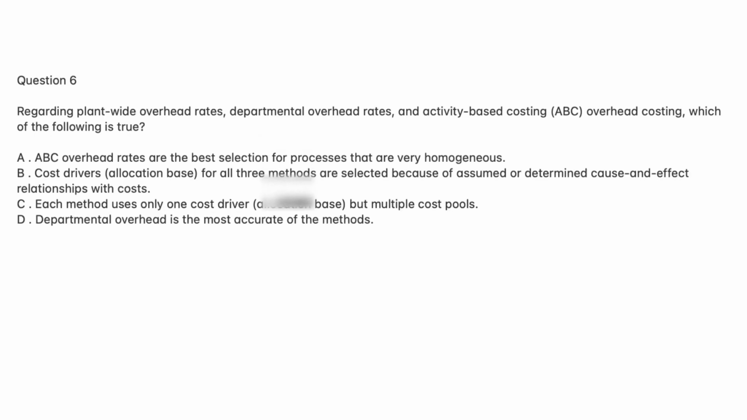Question 6. Regarding plant-wide overhead rates, departmental overhead rates, and activity-based costing, ABC, overhead costing, which of the following is true? A. ABC overhead rates are the best selection for processes that are very homogeneous. B. Cost drivers, allocation base, for all three methods are selected because of assumed or determined cause and effect relationships with costs. C. Each method uses only one cost driver, allocation base, but multiple cost pools. D. Departmental overhead is the most accurate of the methods.